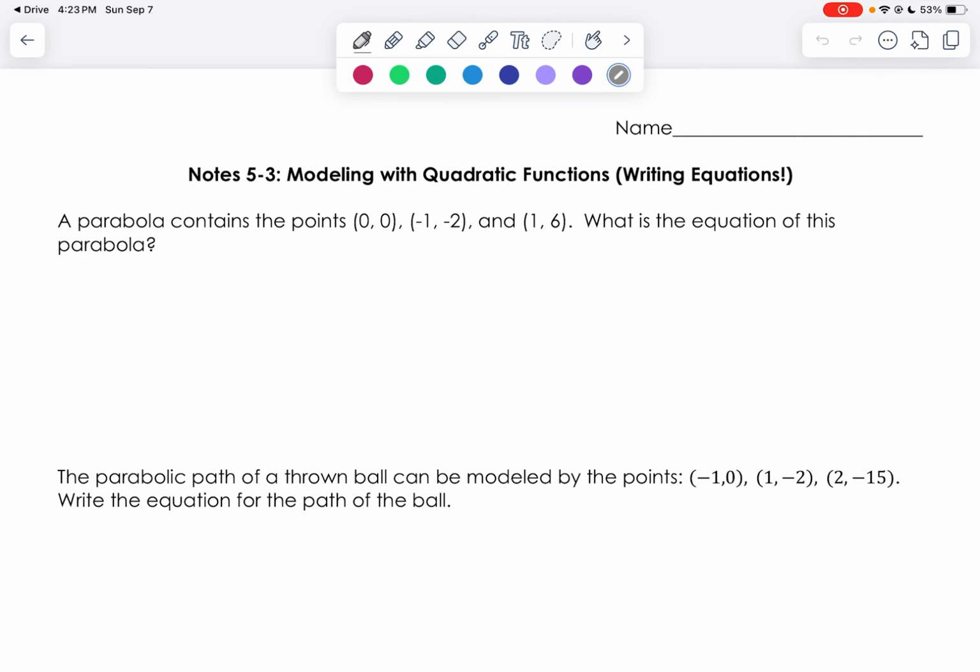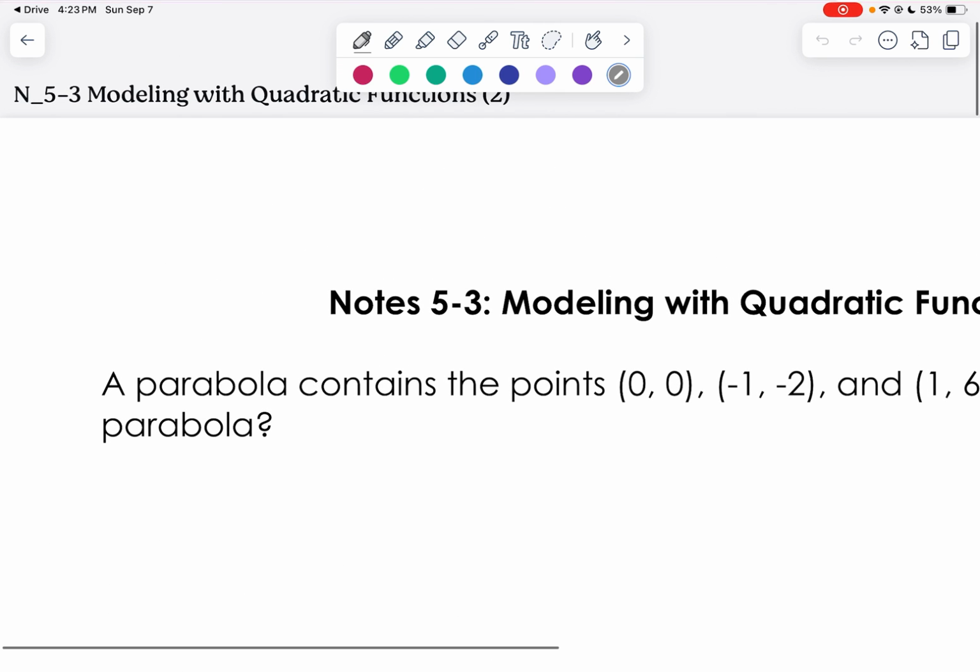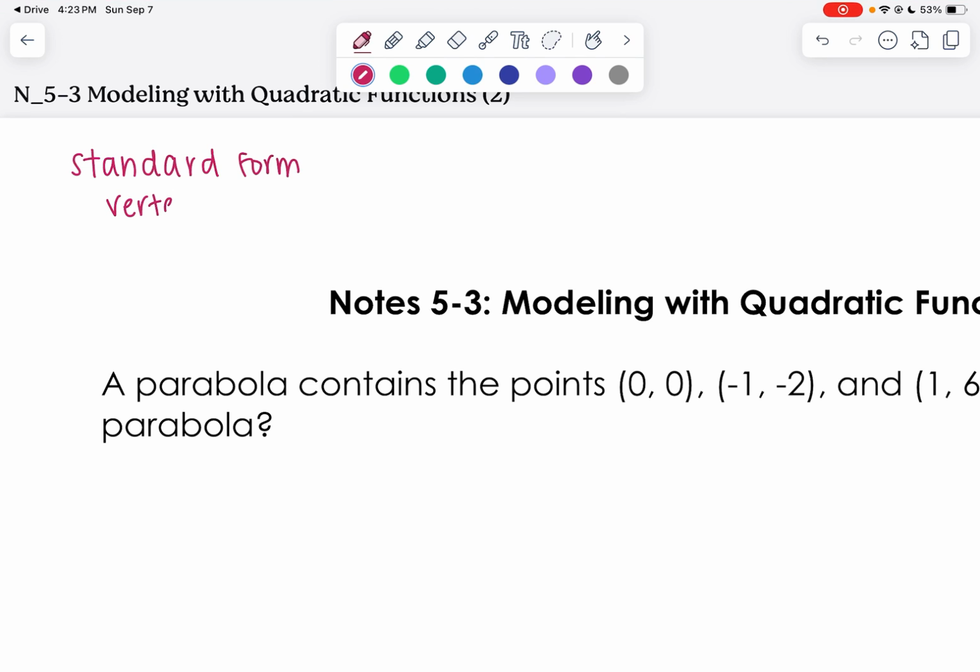It's Miss Bauer here, and today we're going to talk about modeling with quadratic functions, or how to write a quadratic equation when given information. Now, remember that there's three forms of quadratics. There's standard form, vertex form, and intercept form.